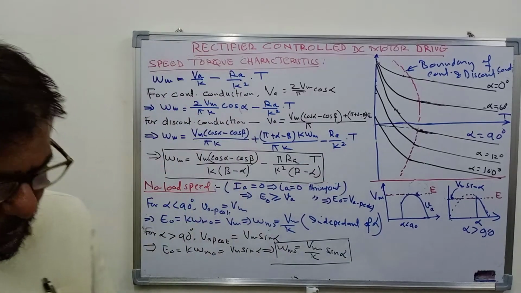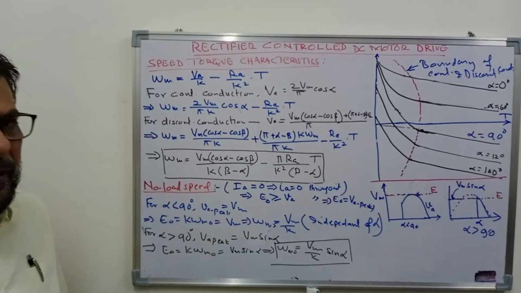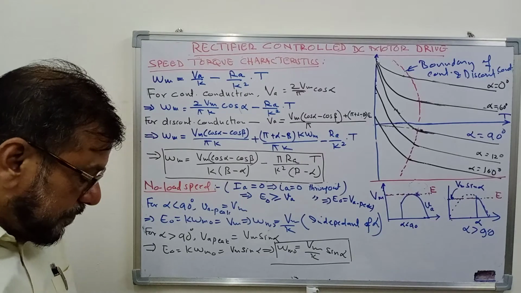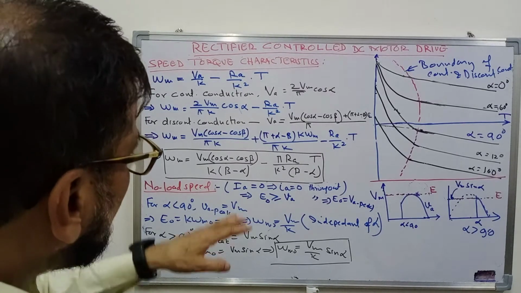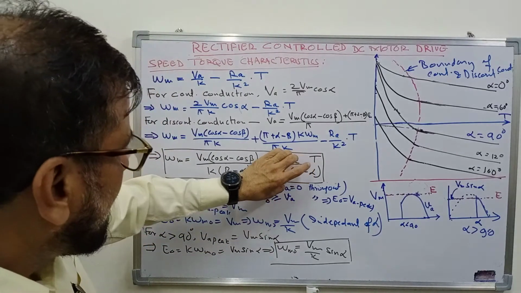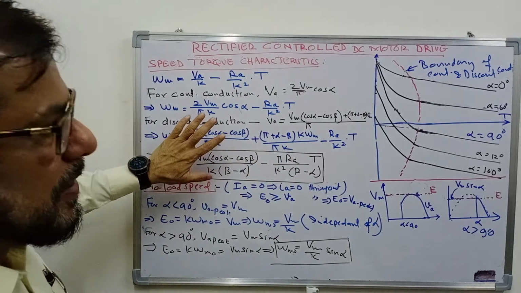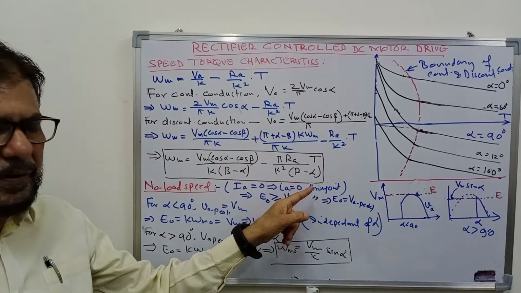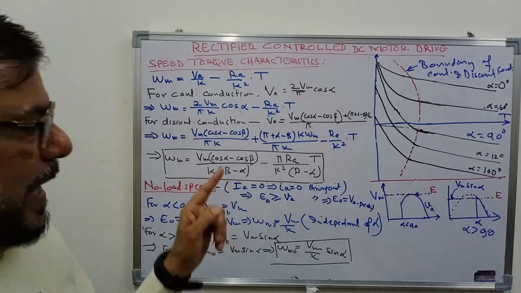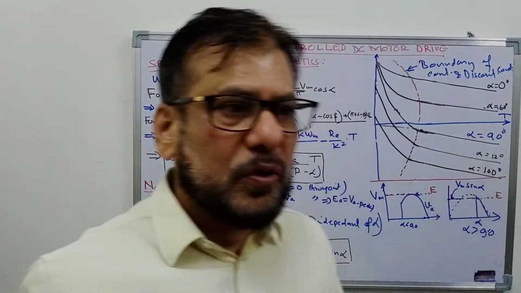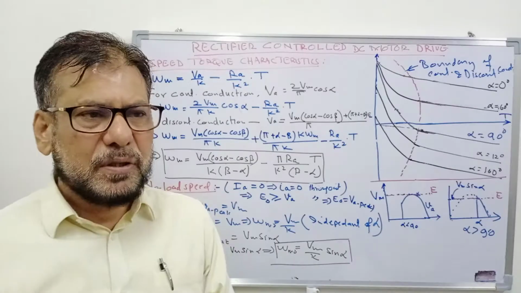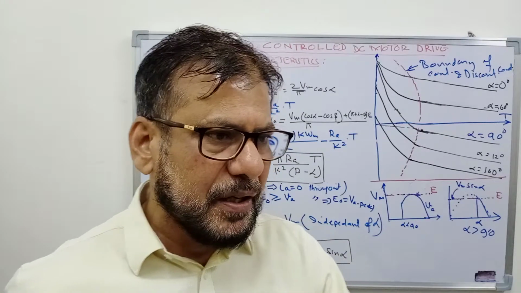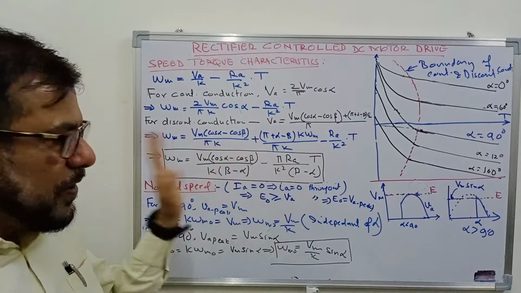So this is the relationship between speed and torque for discontinuous conduction. Now you can see here the slope as well as the no load speed, the first component, both depend on beta. Both depend on beta, and beta depends on the load on the motor. The higher the load, the more the current, and the more beta will be, the more the extinction angle. So this depends on load.